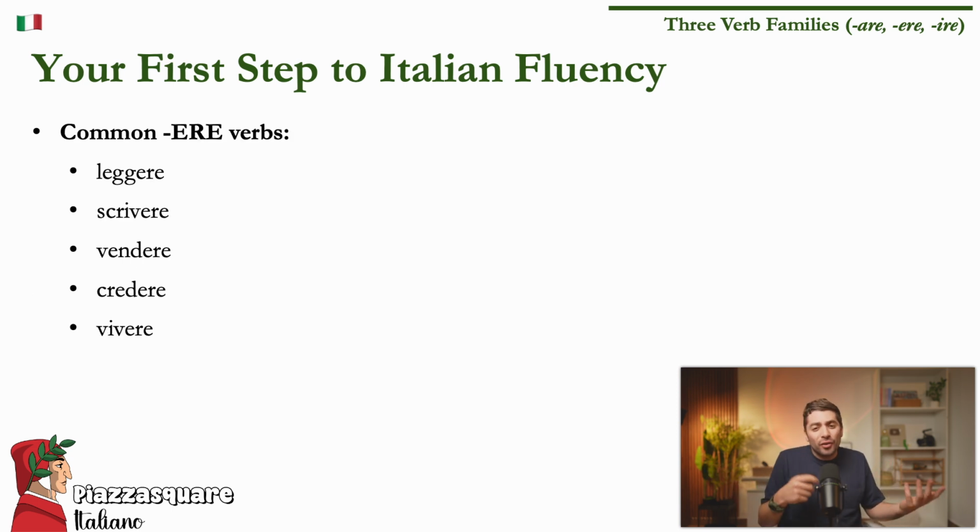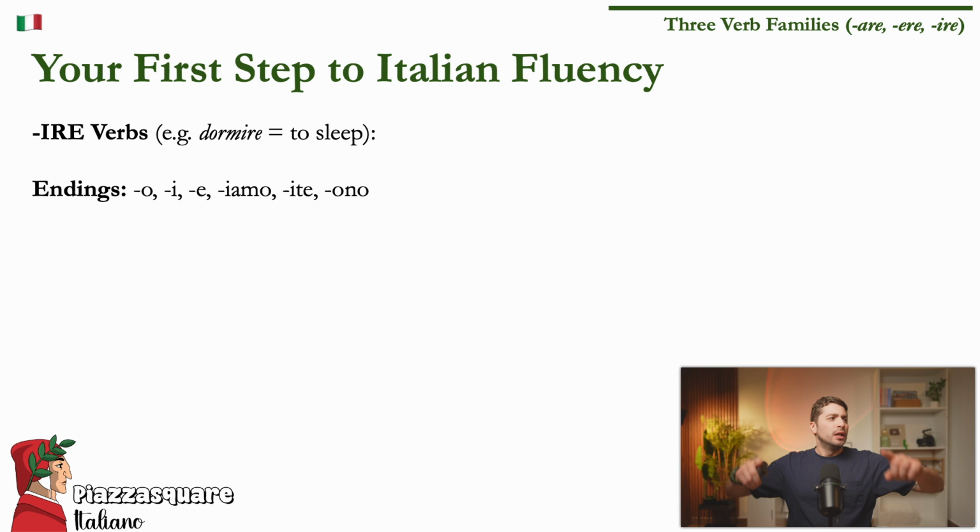Other common ere verbs include leggere, to read, scrivere, to write, vendere, to sell, credere, to believe, and vivere, to live. The ire family, our third family, again, very similar pattern. Let's use the verb dormire, which means to sleep. First, we drop the ire ending. We are left with dorm. Now we add the correct ending for each person.